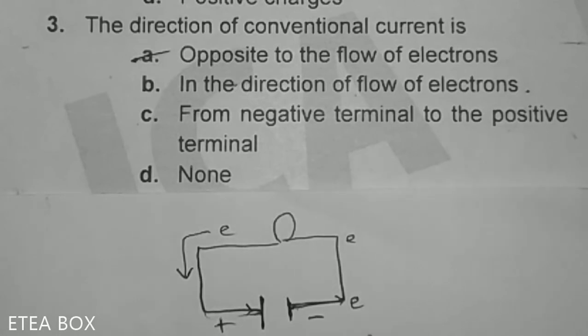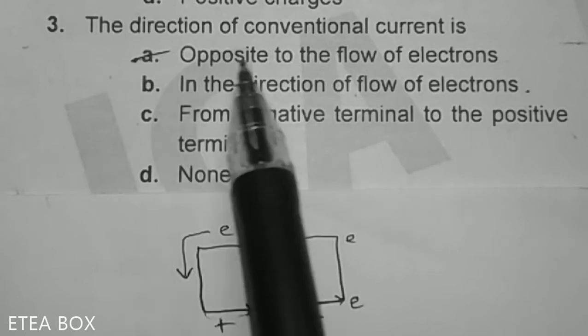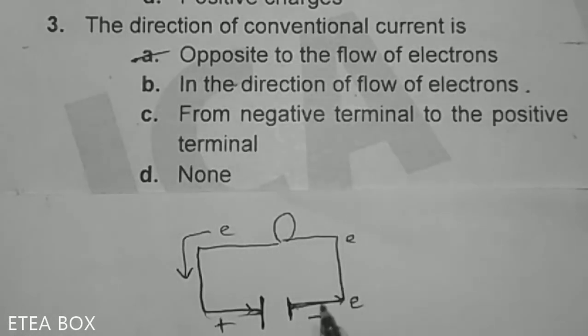So look at the MCQ. The direction of conventional current is opposite to the flow of electrons. The direction of electrons is from negative to positive, but the conventional current direction is from positive to negative. So here option A is correct.